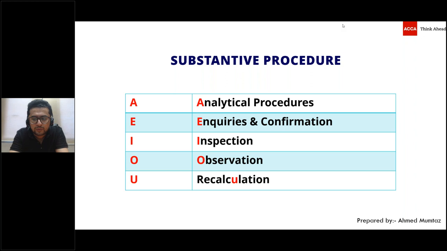Okay, can we move on now? So we need to understand three things. Number one, the substantive procedures, which is called AEIOU. Number two, we need to understand what things we need to verify, which is called assertions. Number three, we need to understand how are we going to get the evidence. Inspection has got to do with two things. You are going to inspect a tangible asset or a document. So is this clear, Ibrahim?